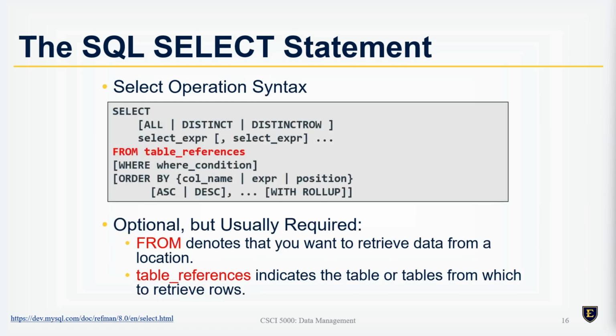The next thing is optional, but it's usually required. So it's optional if you're doing simple calculations and things like that, but if you're selecting from a table, you must have the from clause. From denotes that you want to retrieve data from a particular location, and then table references is a list of tables. Usually it's one table, but it could be multiple tables from which you want to retrieve rows.